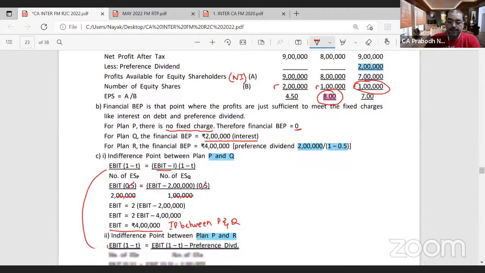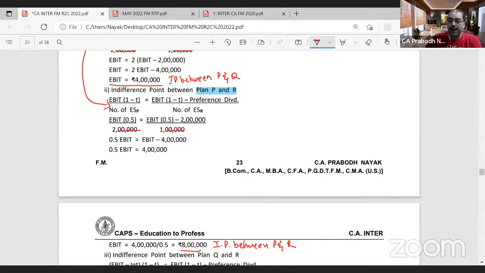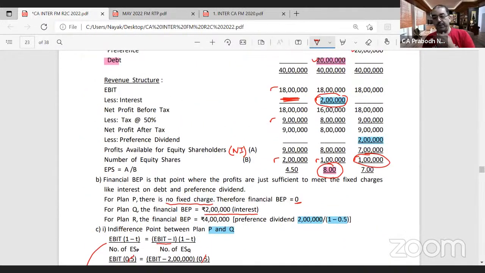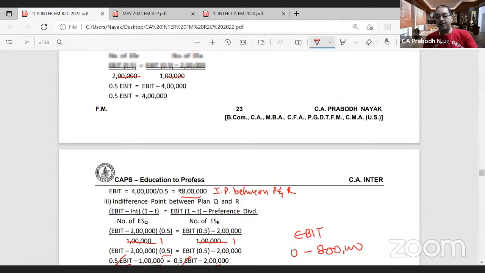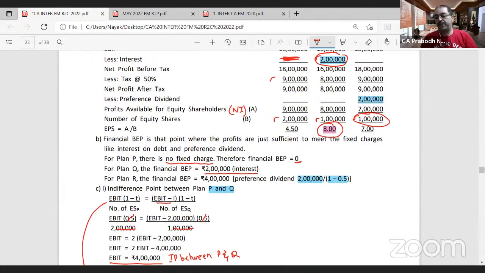For plans P and R, if you are taking those two financial plans, the EBIT is 8 lakhs. So above 8 lakhs, you start making profit for plans P and R. So 8 lakhs to 18 lakhs will be your profit area, because I said that more of debt capital will be preferred when your actual EBIT is above the indifference point. Okay. And the last one is between Q and R. Between Q and R, the EBIT is going to be 0. So 0 to 18 lakhs. Fine. So that is how you write the range.